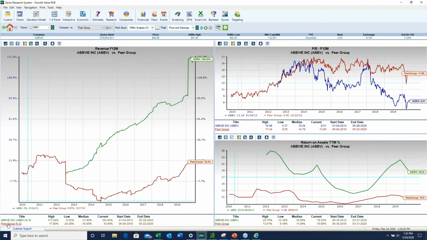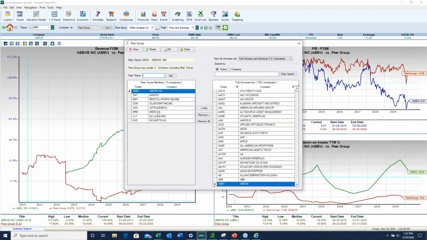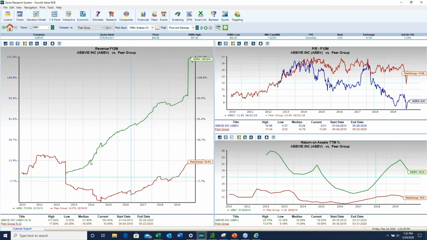You can see who the peer group is if I just click on this little link here. Here's who's in the peer group: Sanofi, Bristol Myers, Glaxo, Merck, Eli Lilly, Novartis. So relative to that peer group, AbbVie has actually done really well in terms of revenue growth. And that could be because of what we saw in the report, Humira. And that's continuing here. And here's that big jump in growth that's expected, and that could be attributable to their acquisition of Allergan, right? As we read in that report.